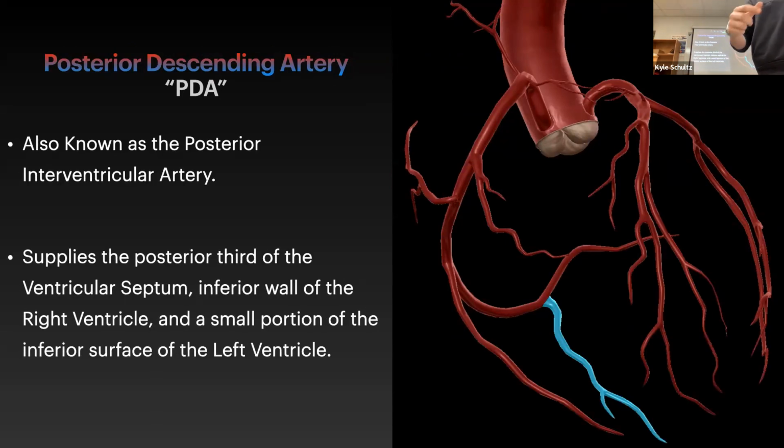This supplies the posterior third of the septum, the inferior wall of the right ventricle, and a small portion of the inferior surface of the left ventricle.